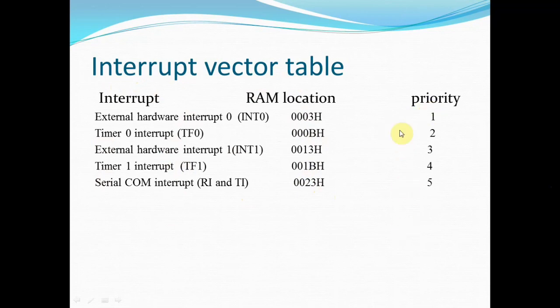Also in the last column you can see the priorities of the different interrupts. These are the default priorities, the power on priorities. The external hardware interrupt 0 has the highest priority and the serial communication interrupt has the lowest priority. But you can change this priority using one special function register, called the interrupt priority register, which I am going to discuss in my next videos.